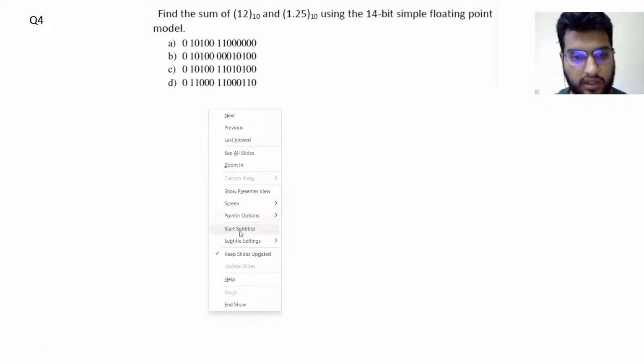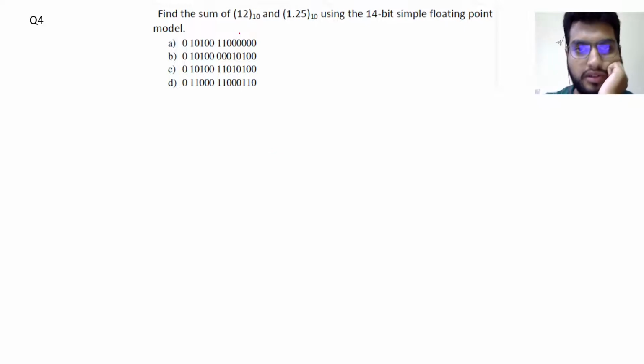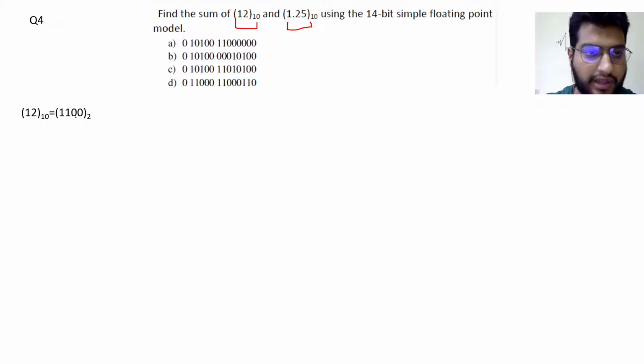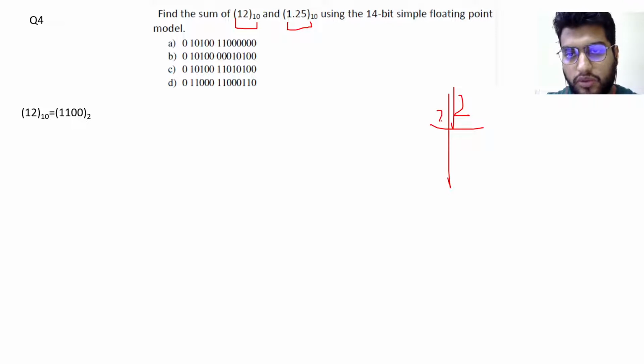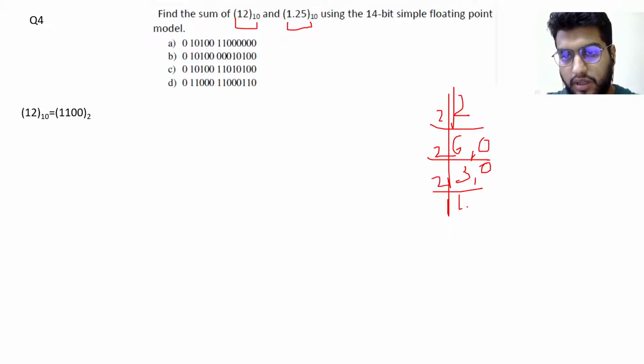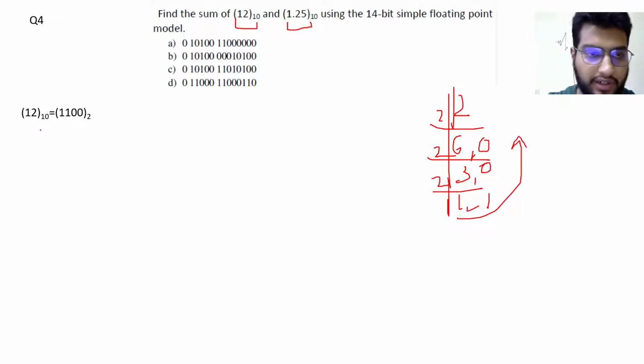So question number 4 asks us to add these two numbers using the 14-bit simple floating point model. So we have this 12 in decimal and 1.25 in decimal. So what we do is we first convert both numbers into the 14-bit floating point model. So first we take up this number 12. We convert it into binary. 12 in binary is 1100. So let me just show you. 12, 2, 6, 0, 2, 3, 0, 2, 1, 1, 1, 1, 0, 0. That's what I have written here.